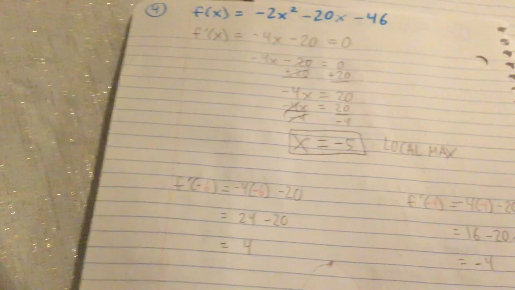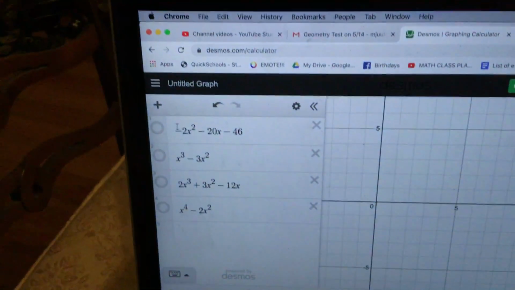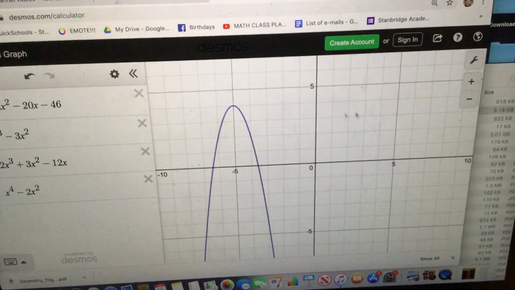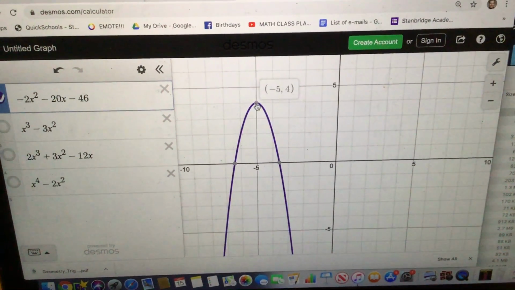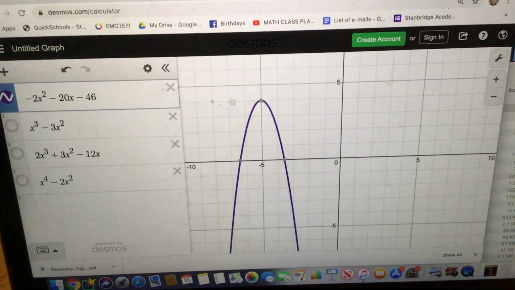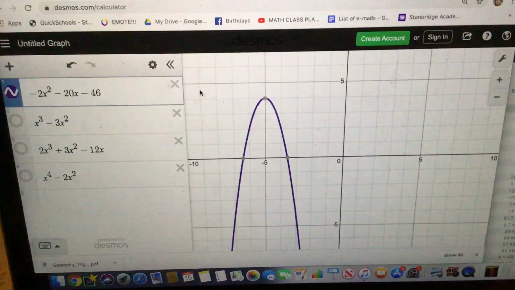And I'm going to graph it to show you. Go back home. So when x is equal to negative 5, that is the characteristic of a local maximum. Okay, moving on. Problem number 5.